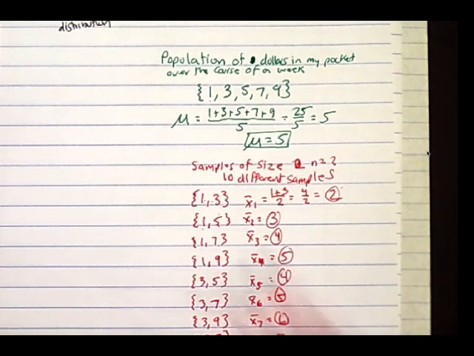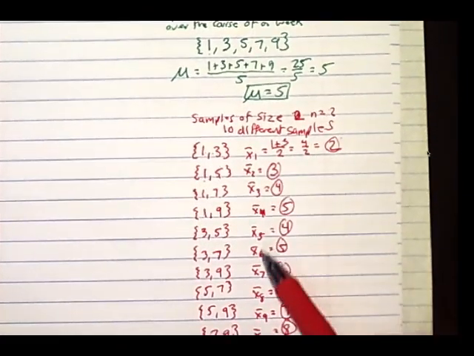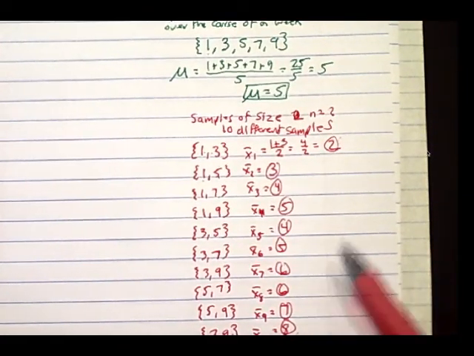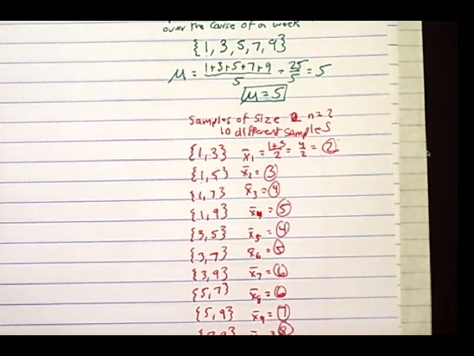If I were to plot all these, that would be a sampling distribution because I have every possible sample of size 2. I have every single sample of size 2. Hopefully that makes some sense.